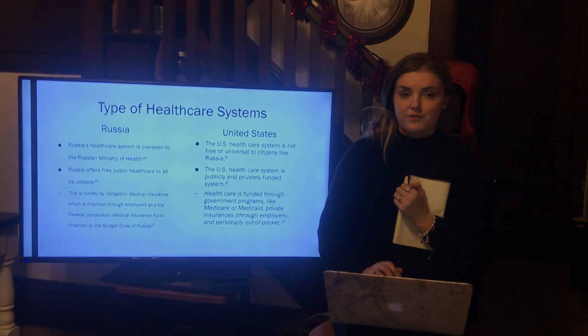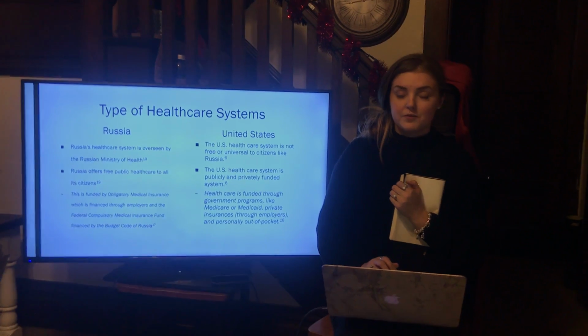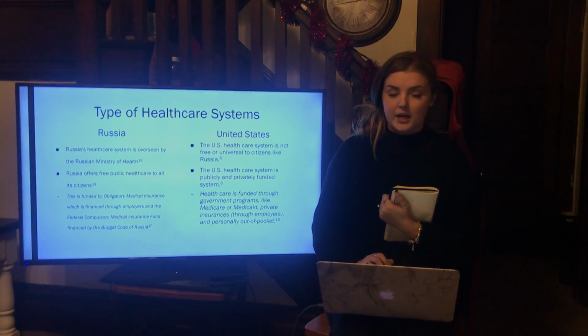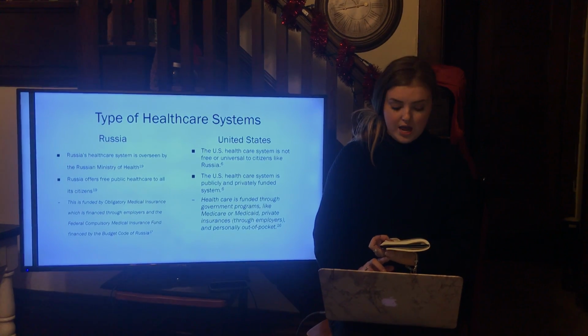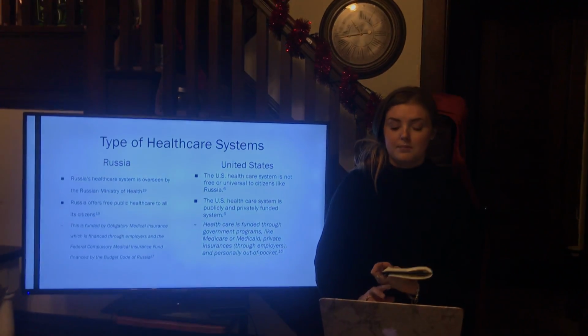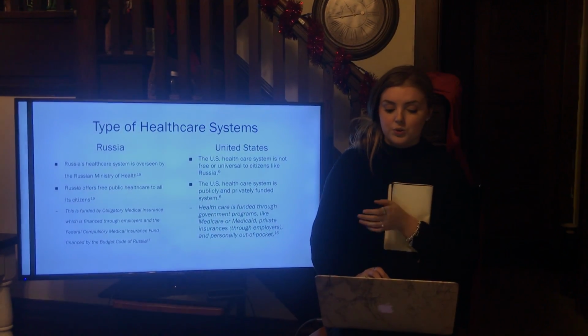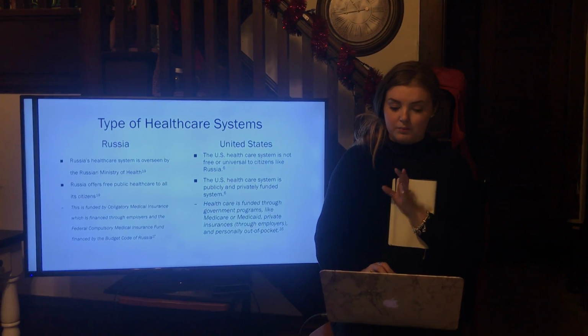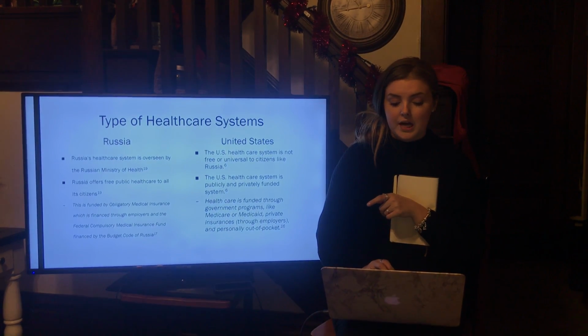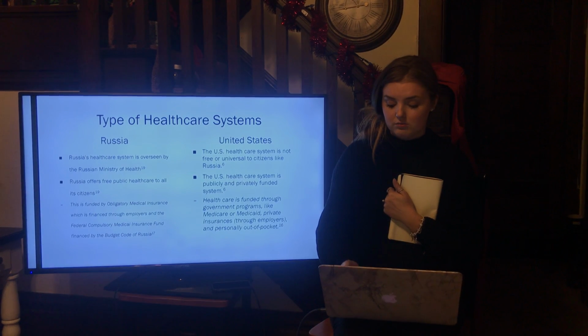It's funded through government programs like Medicare and Medicaid, and 15% of the country is on Medicare and 18.6% is on Medicaid. And then also through private insurers, which is employers, which is a majority of the country, and also out of pocket.